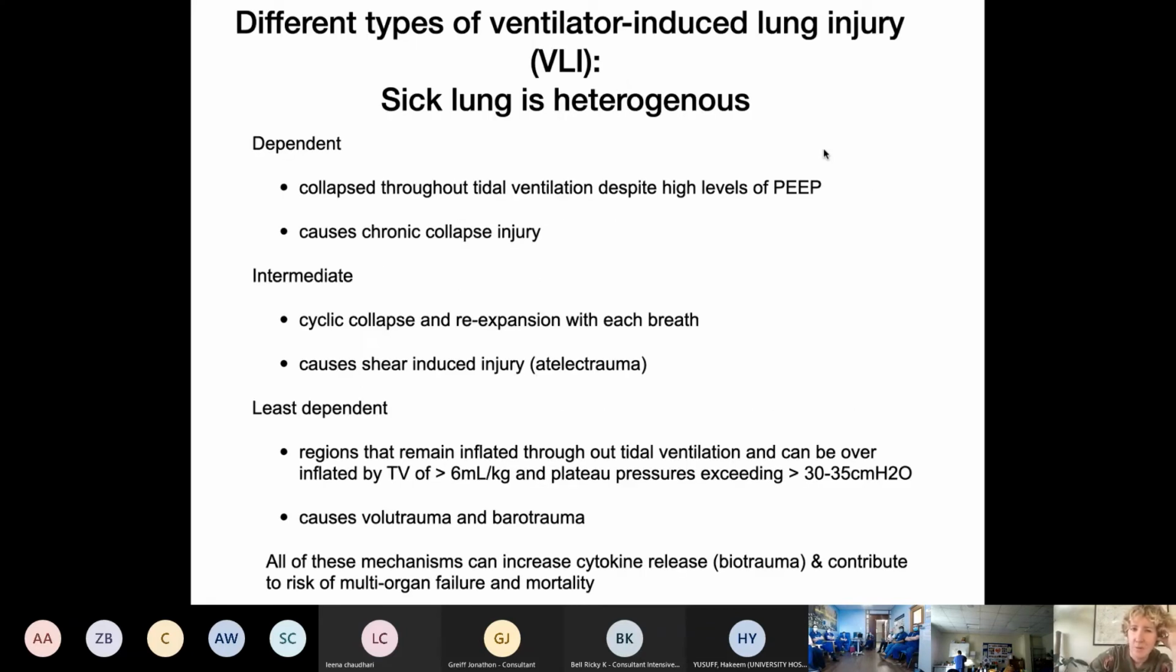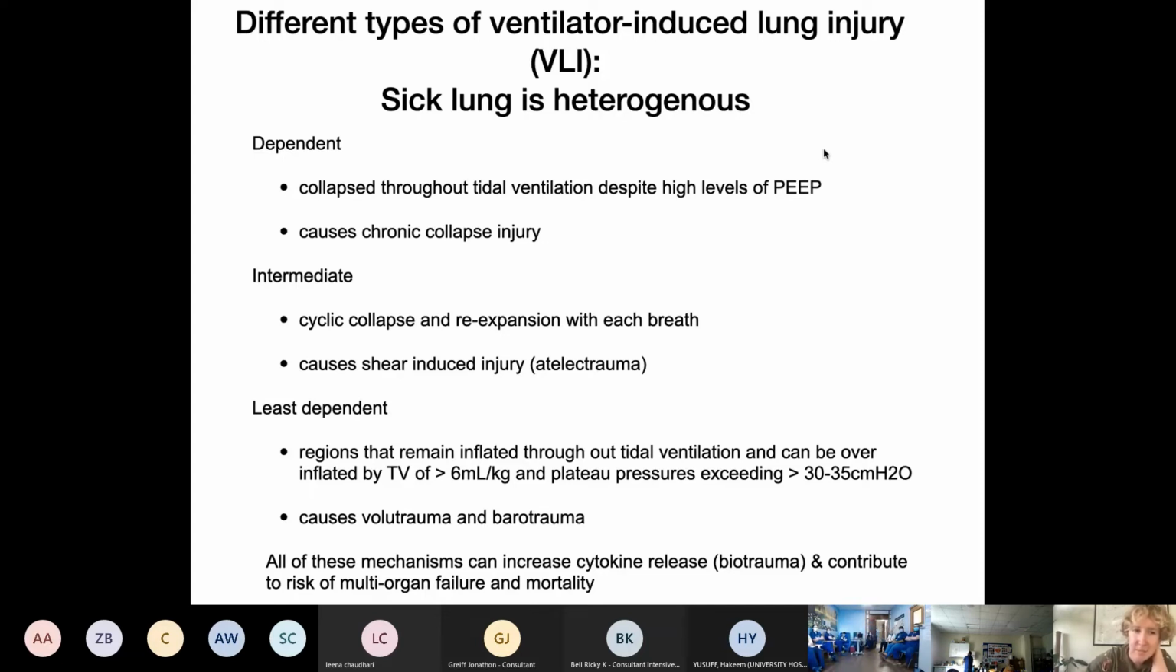So this is lifted from Life in the Fast Lane, which is a really useful website for intensive care if you want to read about things in a fairly bite-sized way. So there are different types of ventilator-induced lung injury, and this is saying that the sick lung is heterogeneous and it's not just one thing with one characteristic. So the dependent lung, the collapsed lung, is collapsed throughout the tidal ventilation despite high levels of PEEP, and it being collapsed causes a kind of chronic injury.